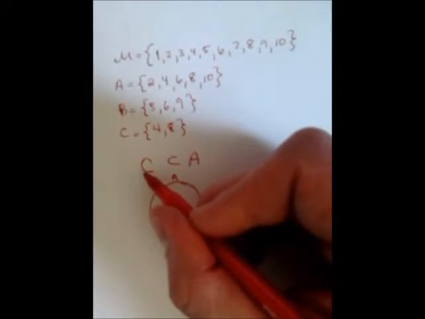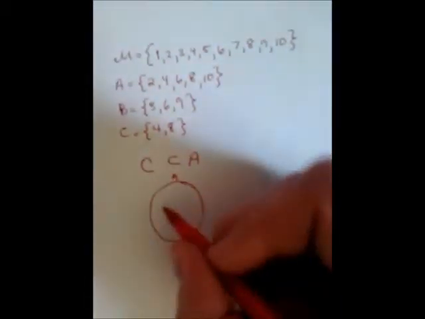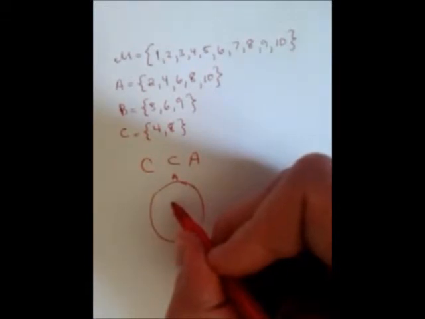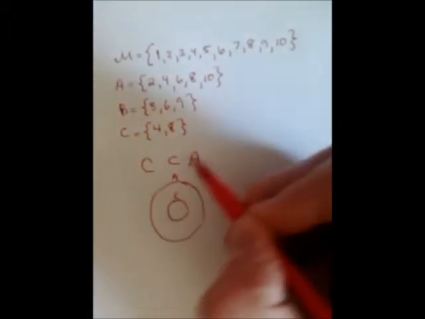So C has to be smaller than A. You can see it is. It's only got 2 elements. This one's got 4 elements. So then I'm going to draw set C in here. C is going to be a smaller set. I'm going to label it C. And then we're just going to put our elements in.